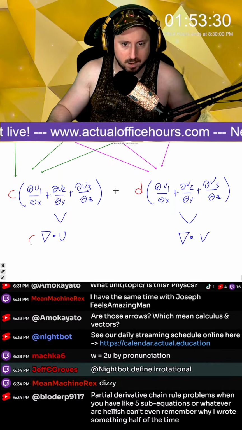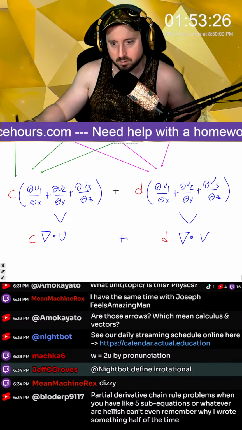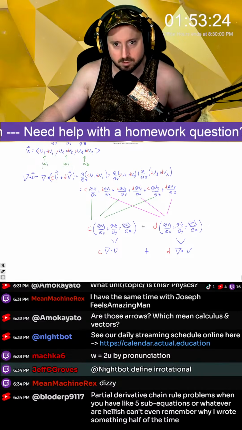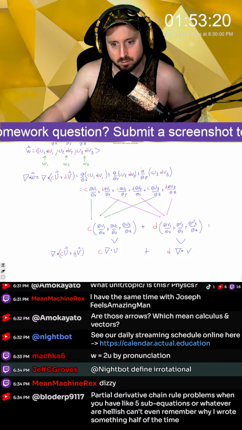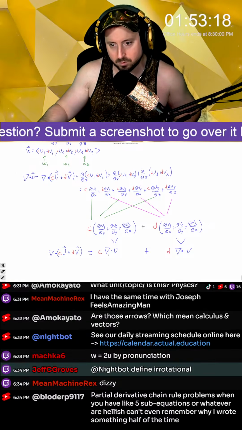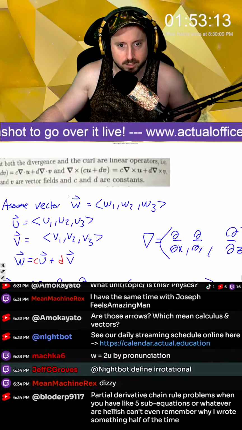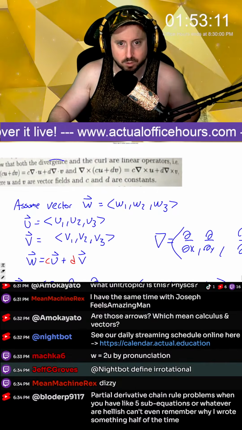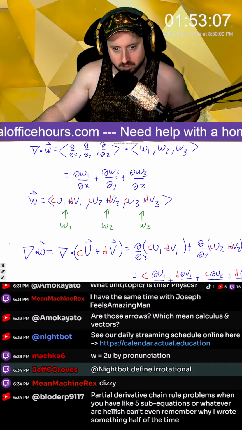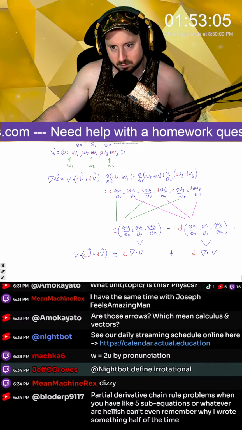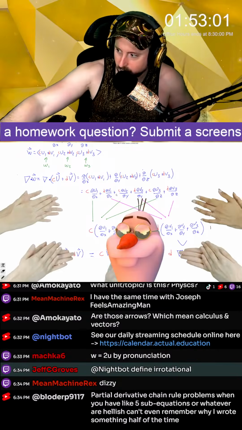So now we've effectively shown that this thing is equal to this thing, and I think that's literally what they wanted to show. c div u plus d div v is equal to the div of cu plus dv. Looks pretty good to me. I think I'm going to call it. This is good.